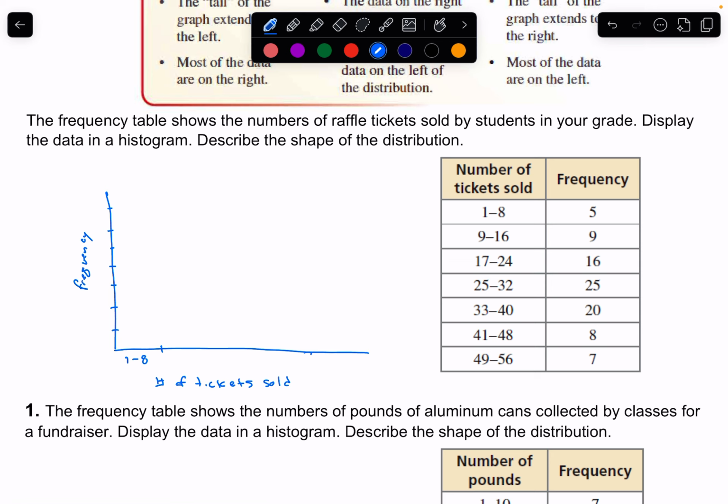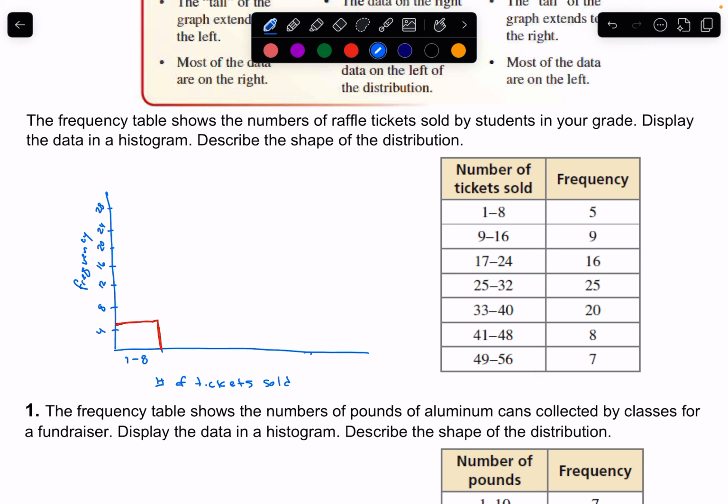Let's see, we've got to go from 5 all the way up to 25. So let's maybe count by 4. Let's say this is 4, this is 8, this is 12, this is 16, this is 20, this is 24, this is 28. And I think that should be tall enough. So this first one should go up 5 because there are 5 people that sold 1 through 8 tickets. So 5 is right about here. So my first bar would go up to 5. My second group is 9 through 16.